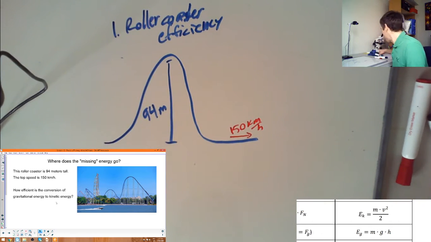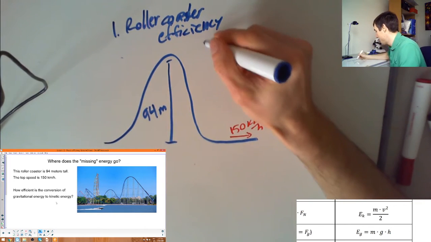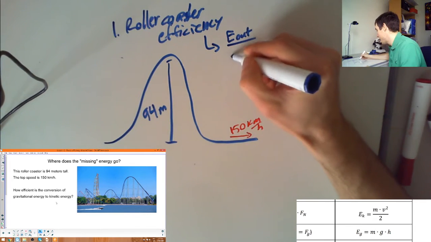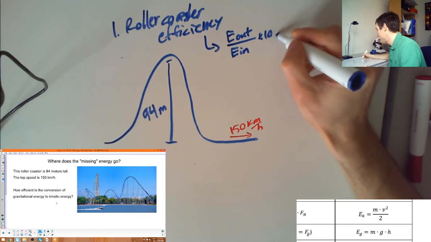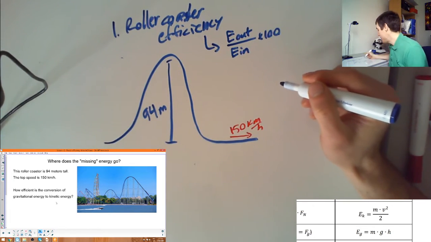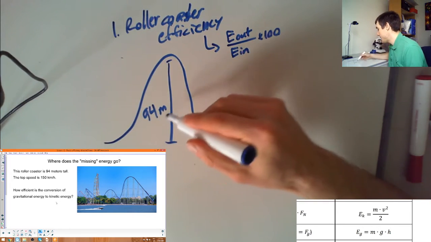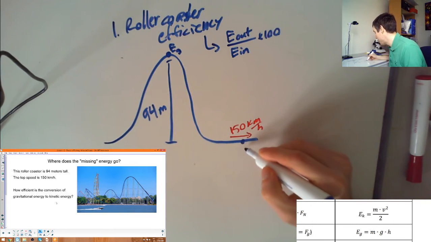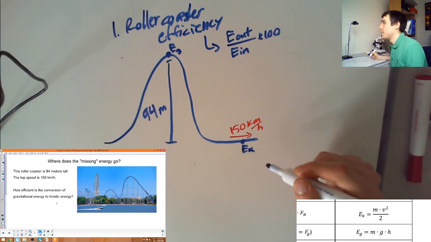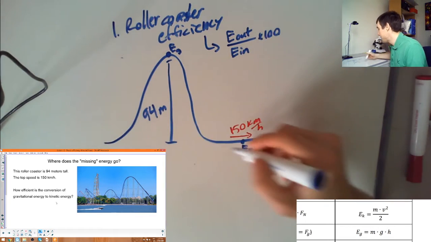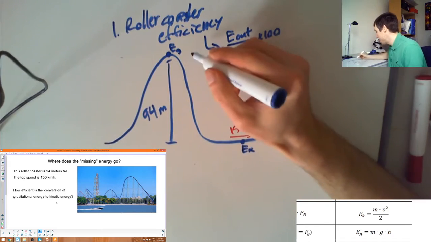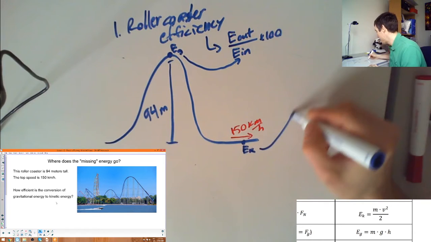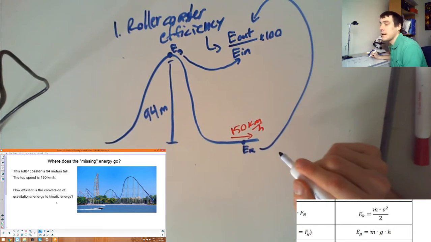Let's review our efficiency thing, right? Efficiency is energy out, the useful energy out over the energy in times 100. We have to think about which of these energies is the energy out and which is the energy in. Well, up here we have EG, we start with EG, and down here we have EK, right? Assuming we set this to 0 height, that means there's no gravitational energy, which means that EG is the energy that we're putting in, right? We're starting with the gravitational energy, and EK is the energy that we're getting out.